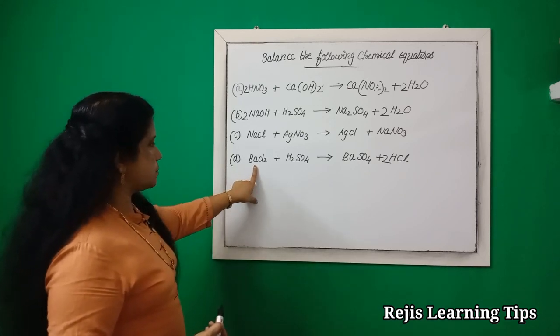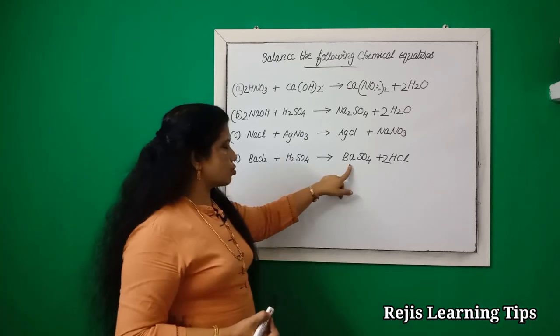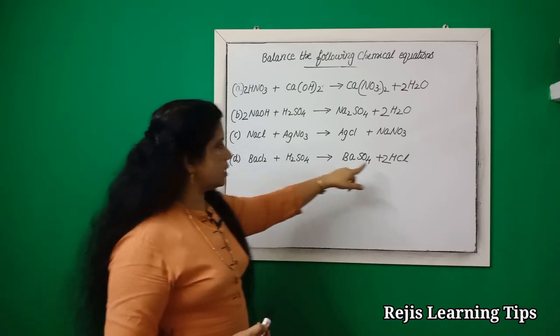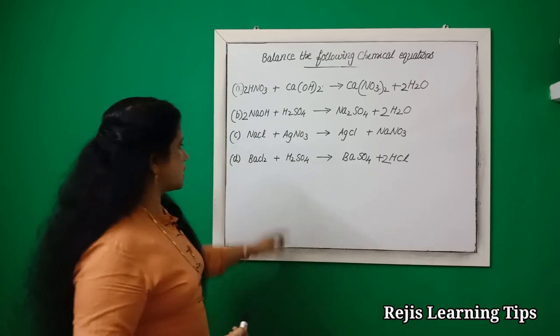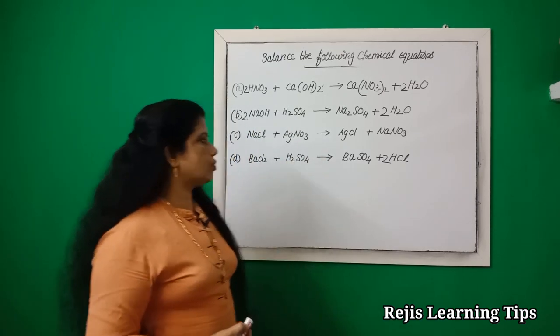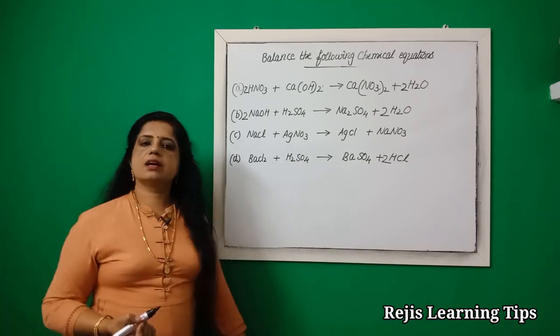Okay, barium, that is Ba, only 1 is here, in this case also only 1. And chlorine atoms here 2 chlorine atoms are there, there are also 2 chlorine atoms. Hydrogen here 2 and there are also 2. Sulfur 1 and SO4, 4. Okay, this equation is now balanced.